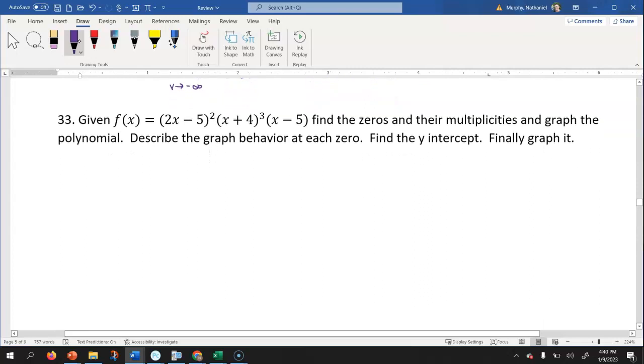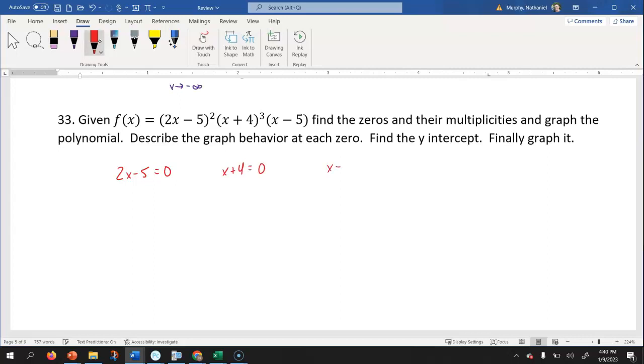All right, so this one's asking us to find the zeros with their multiplicities and then sketch a graph. So to find the zeros, we're going to set each factor equal to 0 and solve. We'll come back to the multiplicities after we find each of these zeros. So to find the zeros here, I would add 5 and divide by 2. Or just subtract 4. Here I would just add 5. So those are our zeros.